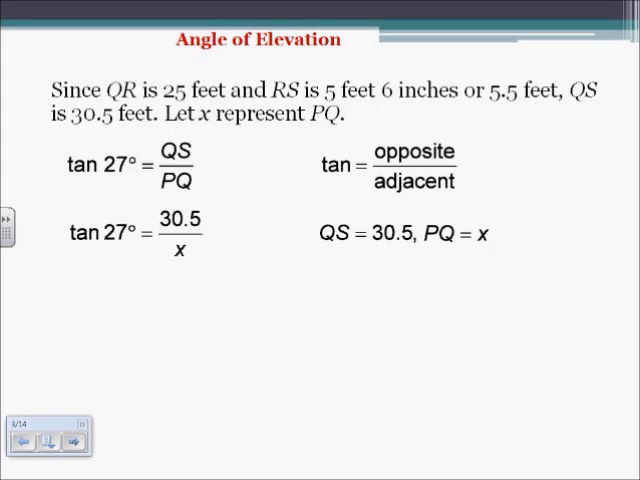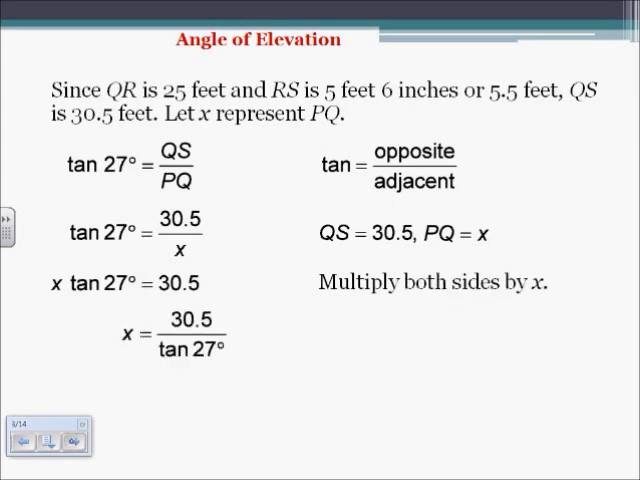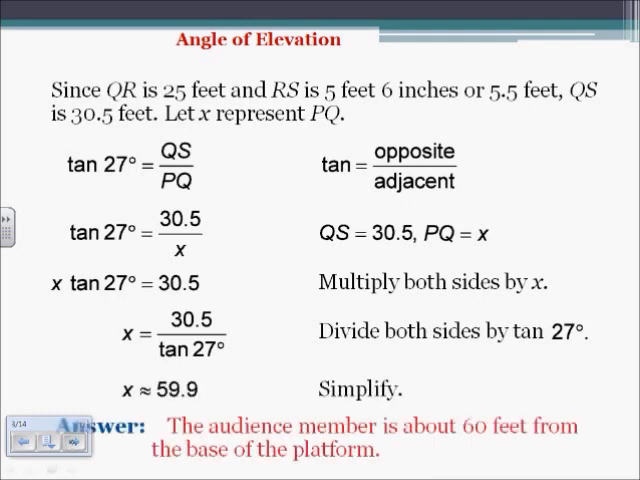And of course from the lecture the other day, we multiply by x on both sides and then divide by tangent of 27, and we will end up with approximately 59.9. So then it states the audience member is about 60 feet from the base of the platform. So again, we took the real life problem, took the angle of elevation, and solved using trigonometric functions. Okay, good.